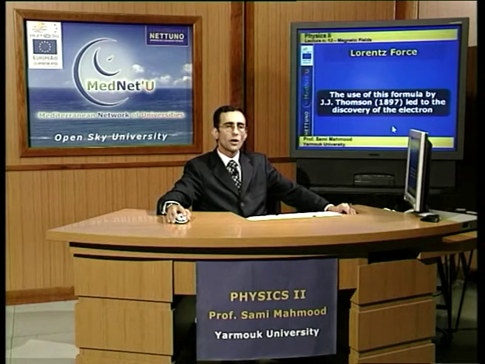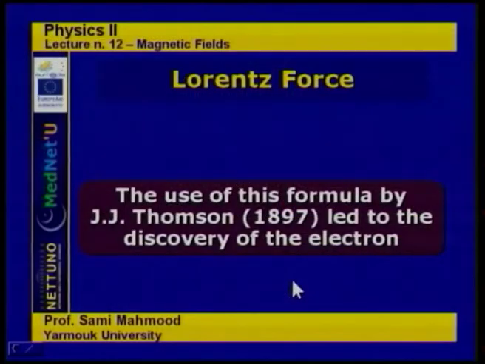The use of this formula by J.J. Thomson in 1897 led to a very, very important discovery in the history of physics, which is the discovery of the electron.